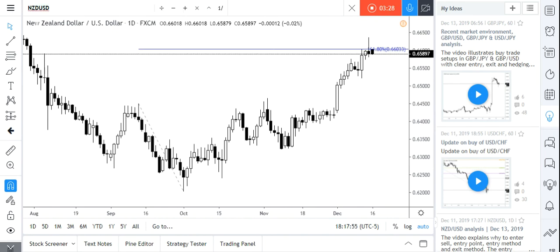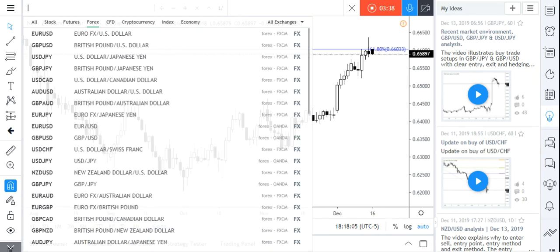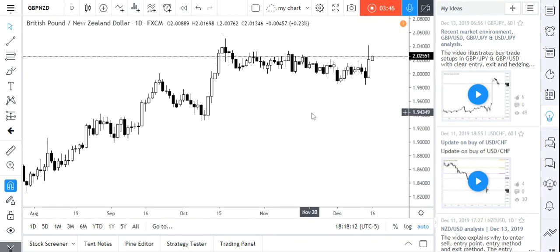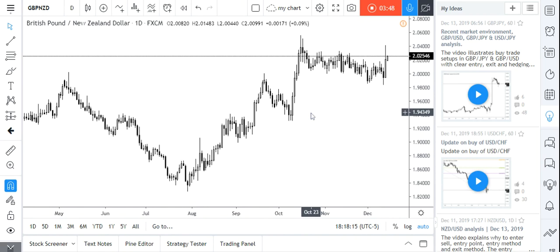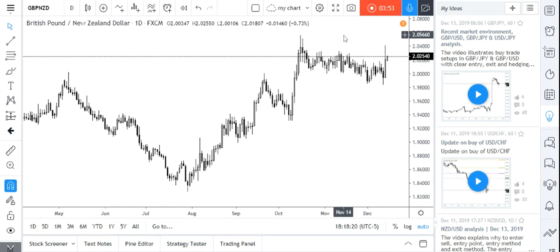So let's go to GBP and NZD and let's compare this SL and TP, as well as let's see where can be our entry point. FX colon GBP and NZD, enter. On the daily time frame, this is a chart of pound Kiwi, and you can clearly see that the market here is in uptrend, and we have to look for the signals, the entry and exit signals.